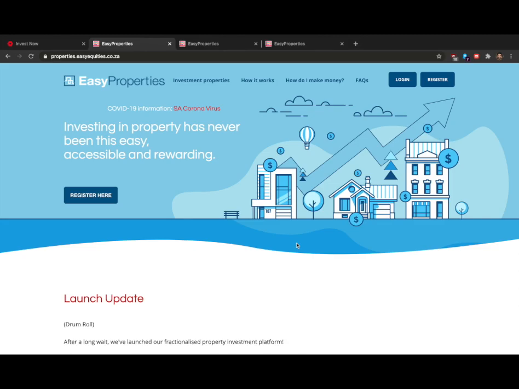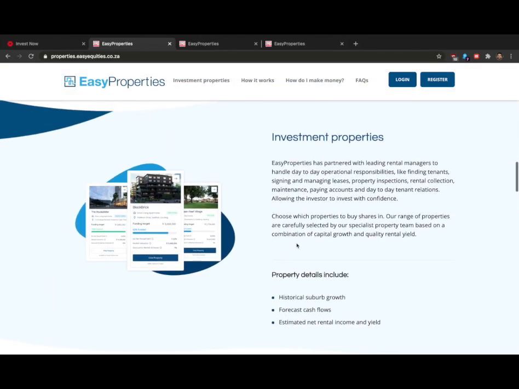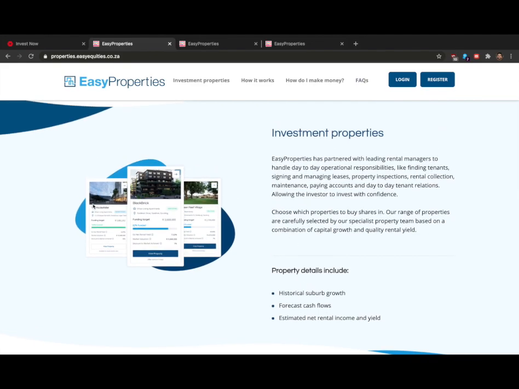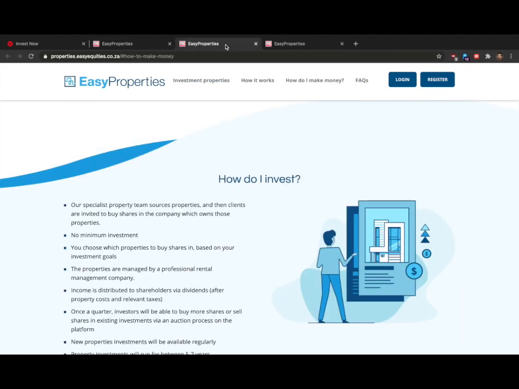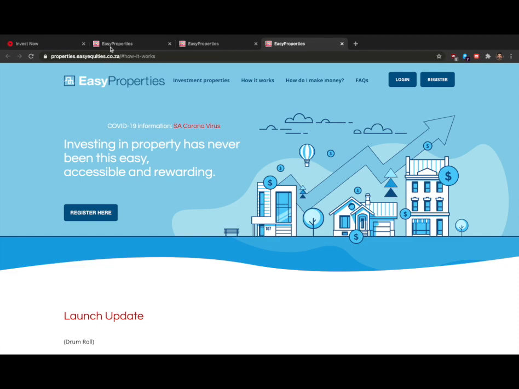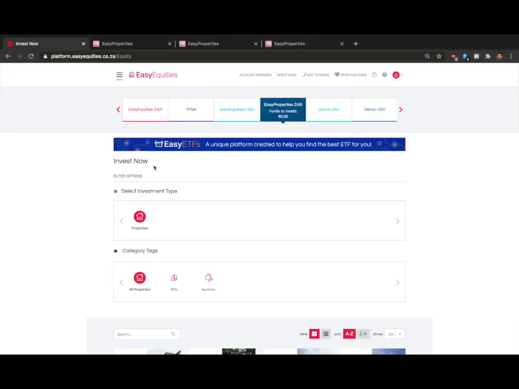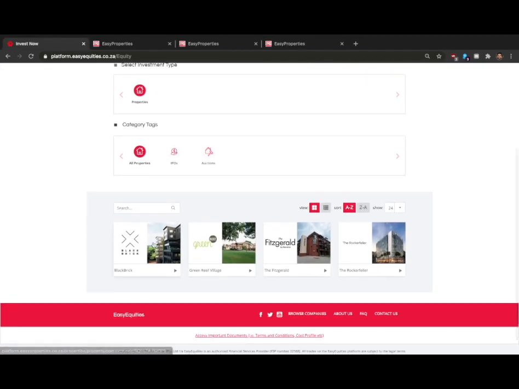The disadvantages are that, as you'll see closer to the bottom here, actually I'll go into my Easy Equities account and show you. At the moment they only have these 4 properties which you can invest in, so you don't have much of a choice over what property you are technically buying.